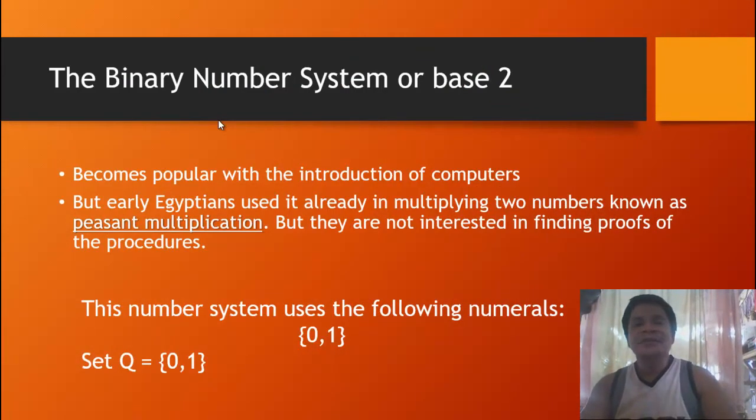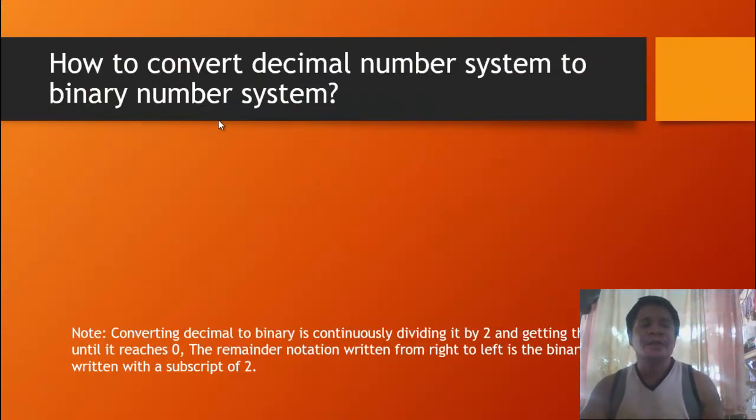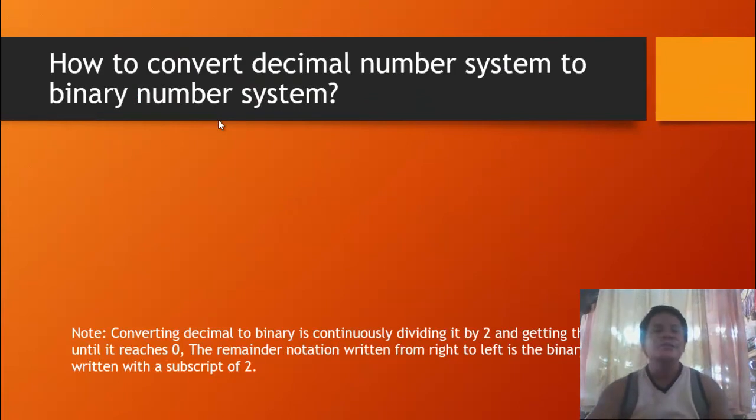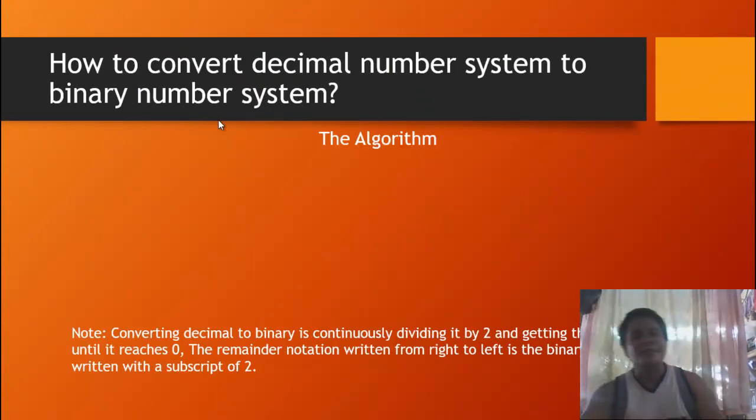The binary number system, or base 2, became popular with the introduction of computers, but early Egyptians used it already in multiplying two numbers, known as peasant multiplication, but they were not interested in finding proofs of the procedures. This number system uses the following numerals: 0 and 1. Set Q has the element 0 and the element 1. How to convert a decimal number system to a binary number system?